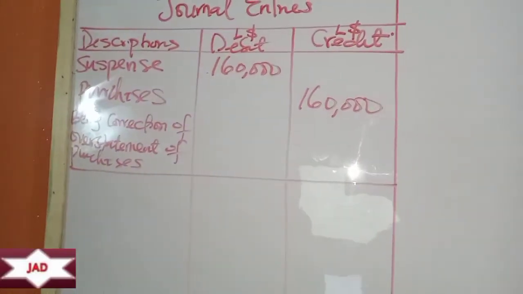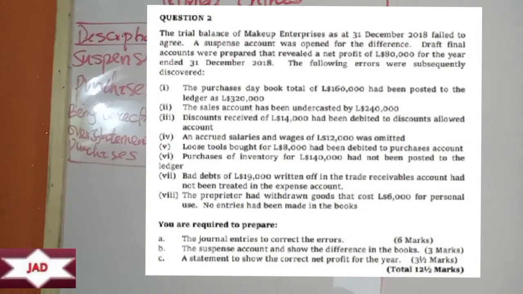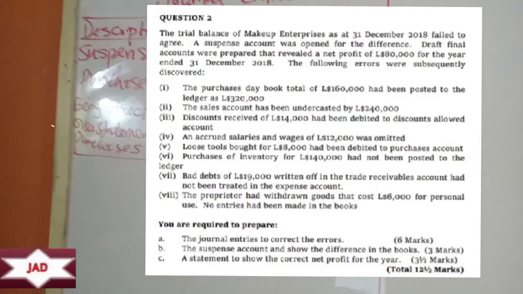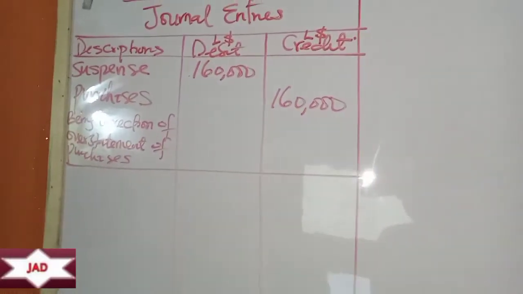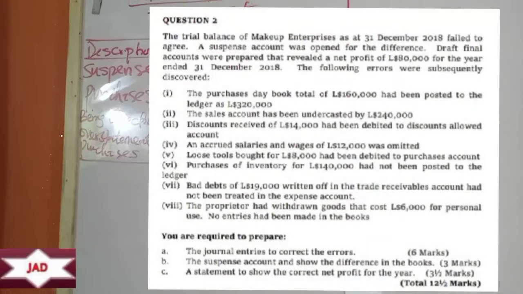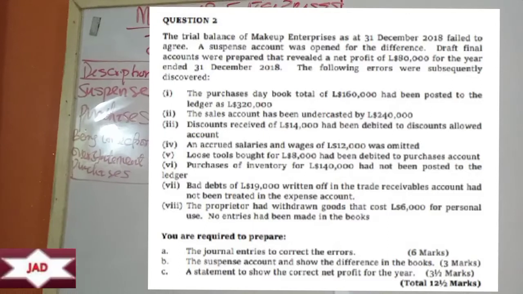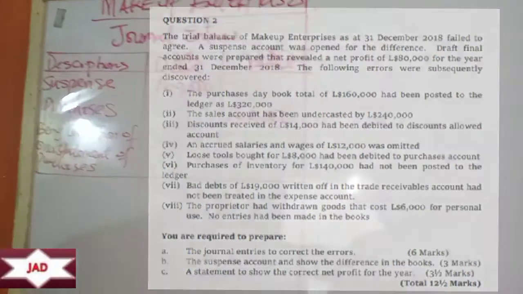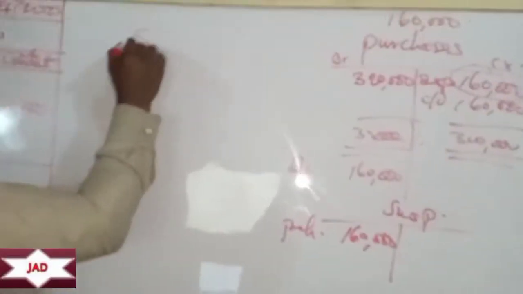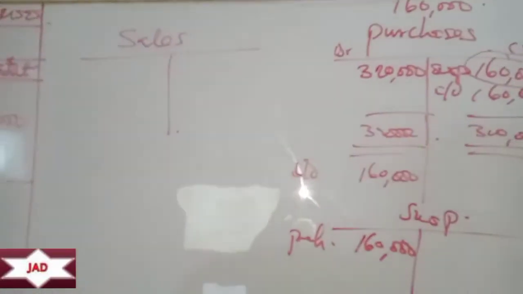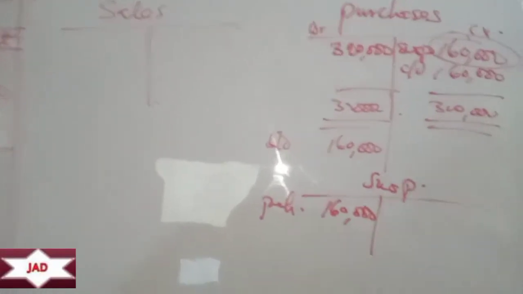So the second question there said the sales account has been undercast by 240. So what is undercast? Undercast means that you have entered below the original amount. Sales account has been undercast by 240,000 Liberian dollars. So let's test it. We have sales. Sales is an income, that's a credit balance. So they say it has been undercast by 240,000.